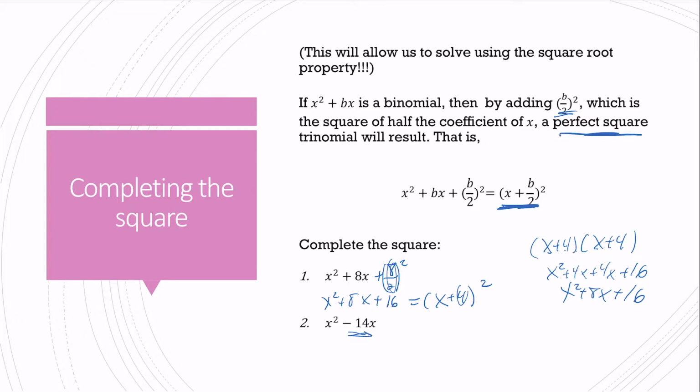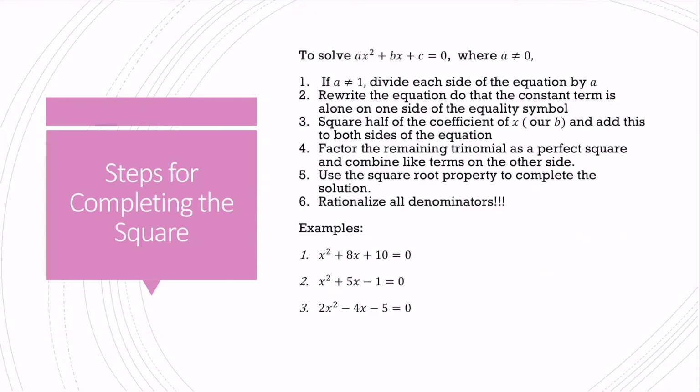If I have x squared minus 14x, I'm still going to add negative 14 divided by 2 squared. That gives me x squared minus 14x plus 49. And this is going to factor to x plus b over 2 squared. Well, in our case, b is negative 14, so negative 14 divided by 2 is negative 7 squared. So we're going to use completing the square in order to help us factor what were previously prime trinomials.